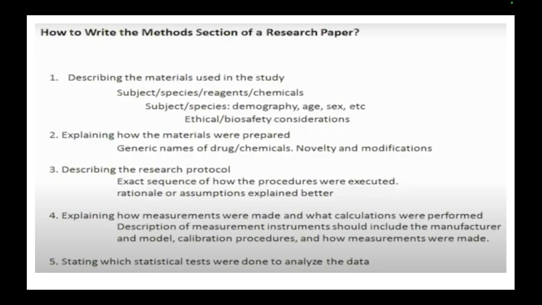A description of the measurement instrument should be included, with the manufacturer and the model. If you are using instruments for measuring or calculating, or if your protocol includes some instruments, you have to mention that. You have to mention the model number and the calibration procedure. If you calibrated it before your experiment, you have to mention that also. You don't have to mention only the measurement step. If there are calibration requirements beforehand, mention that it was calibrated like this, this, this, and how measurements were made.